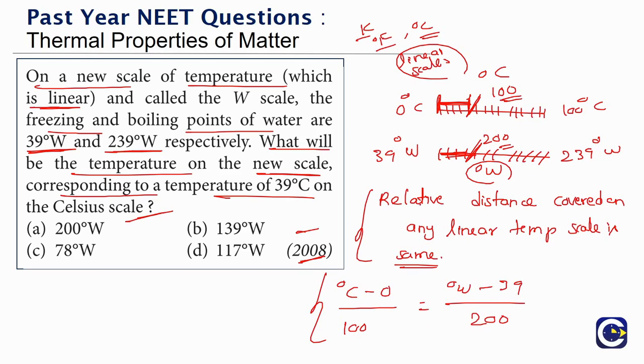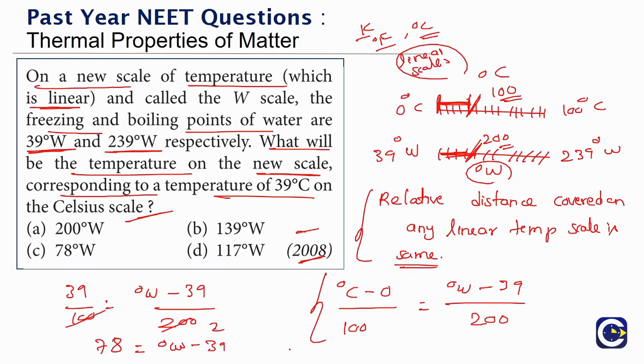Now for Celsius, they have given us the value. How much are they saying? Celsius 39. So put the value of 39. So 39 by 100 is equal to what? Degree W minus 39 by 200. We can see one thing, easy cancellation. The 2 will go to the left side, to the numerator. So what we will have in the LHS? 78 is equal to degree W minus 39.